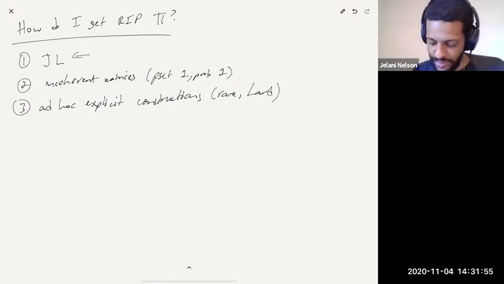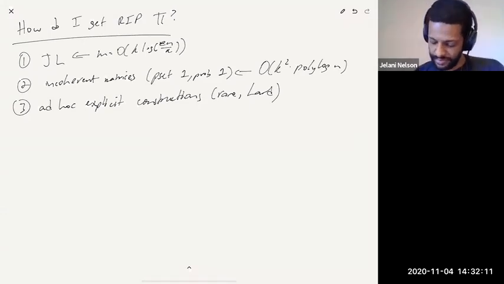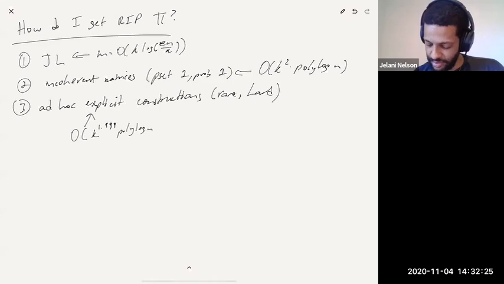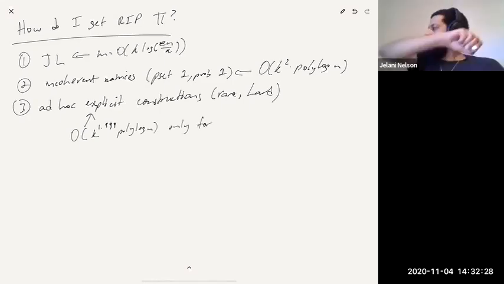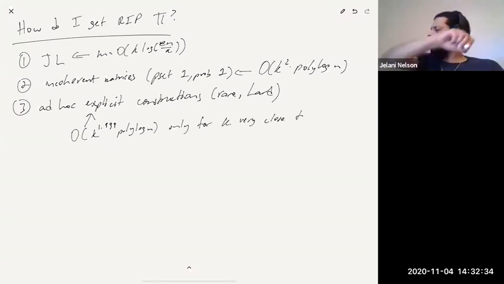So JL is going to give you some m to be O of k log n over k, or en over k, let's say. Incoherent matrices are going to give you, you'll see, O of k squared times polylog n. And the third is going to be like O of k to the 1.999 polylog n, only for k very close to root n.